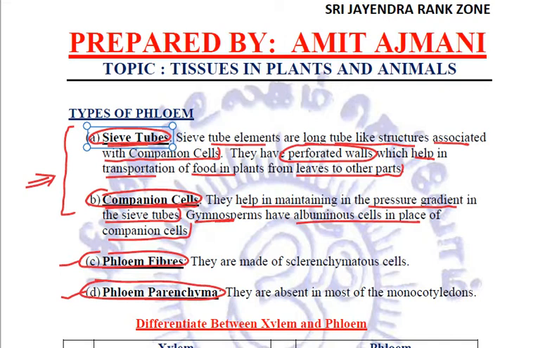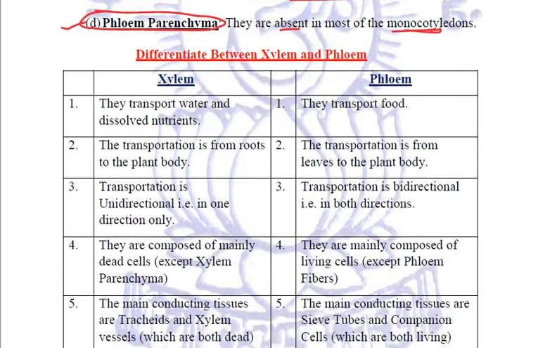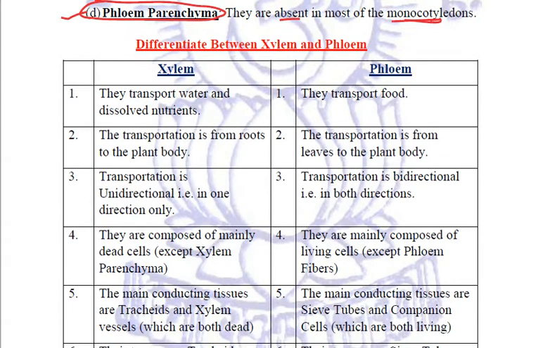Phloem fibers, just like xylem fibers, they are made up of sclerenchymatous cells, and phloem parenchyma. They are absent in most of the monocotyledons or the monocots. So these are the four types of phloem, right? Now let us try to differentiate between xylem and phloem. Both of them are the complex permanent tissues, but still there are quite many differences between them. What are these? Let us try to relate one by one.